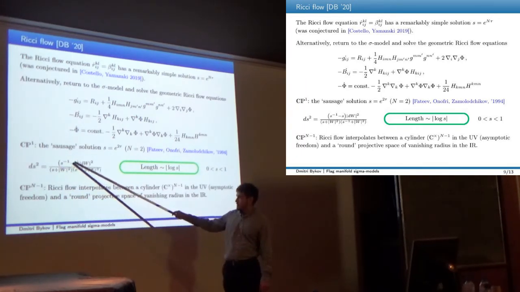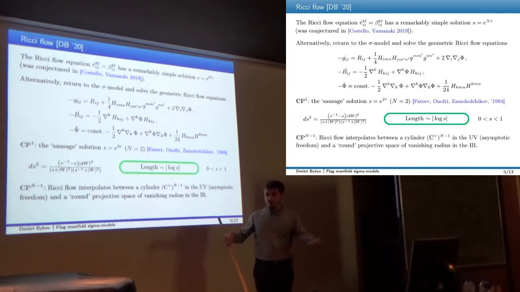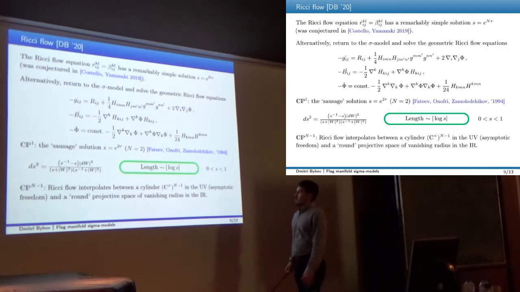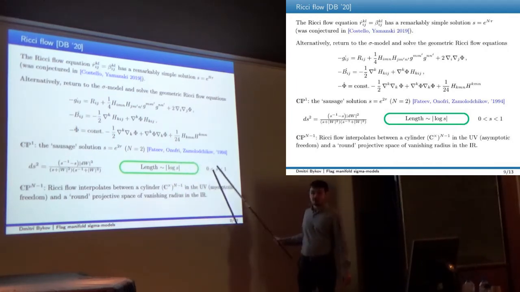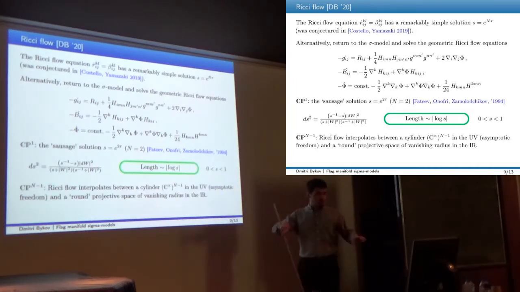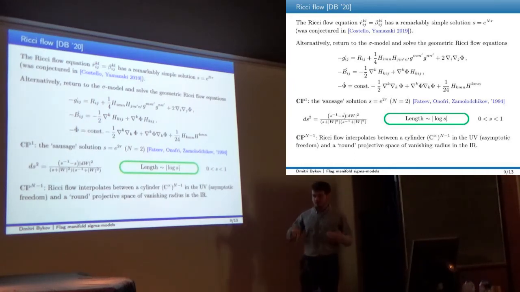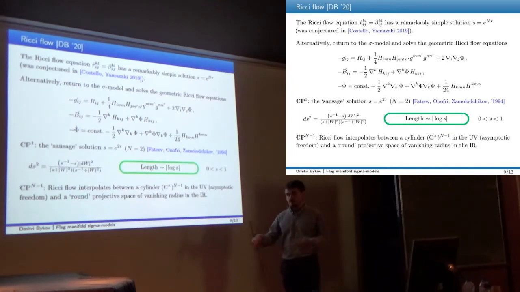And there is this vanishing factor, which means that the coupling constant grows. So it's an infrared limit where the coupling constant grows. And the ultraviolet limit, when S is equal to 0, is when it's a cylinder. So it's a Ricci flow interpolating between the cylinder and the round sphere. This is a flat cylinder. Its interpretation is that this is asymptotic freedom. So you interpolate between a flat target space and a non-flat target space.